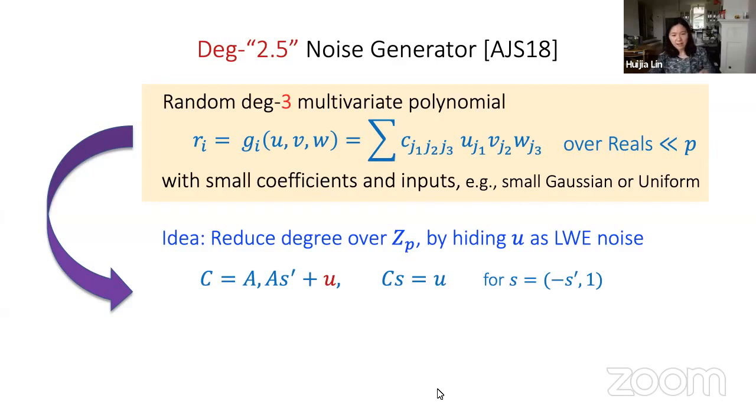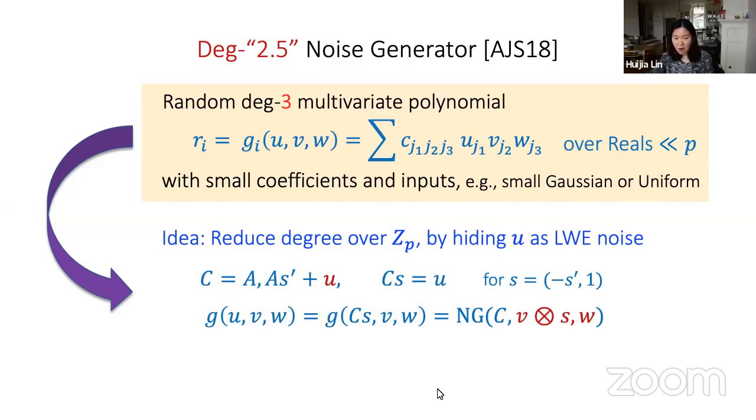If I write it as a rewriting of the equations, we know that U equals C times S, where S is (minus S', 1). Nothing has happened so far, and let's see how we can compute this degree 3 polynomial G now. Because U equals CS, I can do a change of variable.